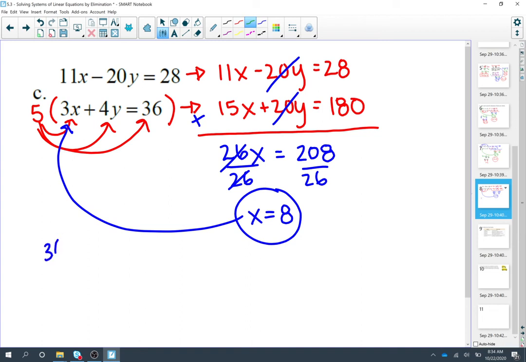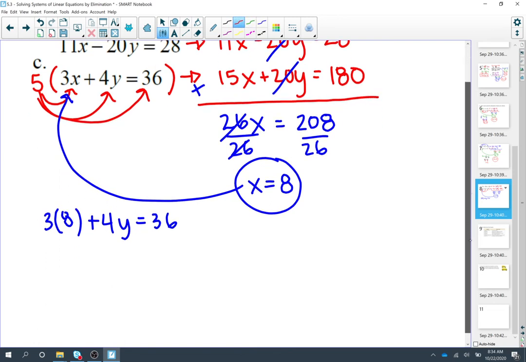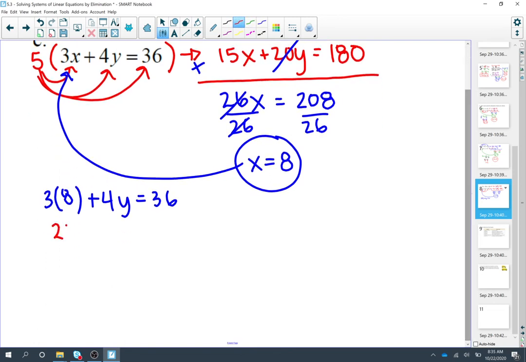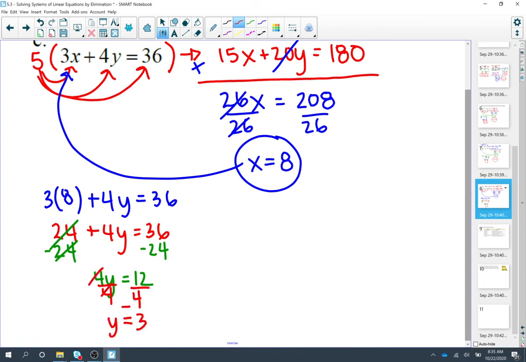So 3 times 8 plus 4y equals 36. 3 times 8 is 24. Plus 4y equals 36. Subtract 24. So 4y equals 12. And then divide by 4. So y equals 3. Final answer, 8, 3.